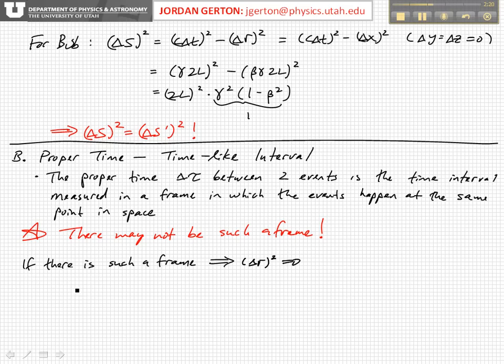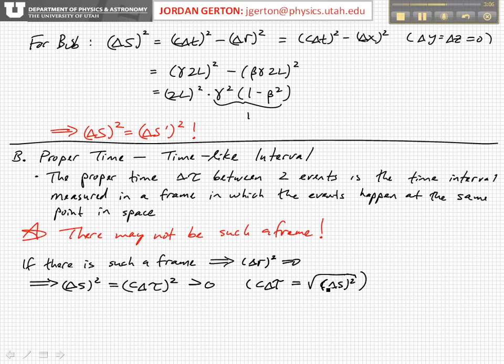Okay, and that means that delta S squared, which is equal to C delta tau squared, is greater than 0. Okay. And so also C delta tau, the actual proper time, is just equal to the square root of the interval.